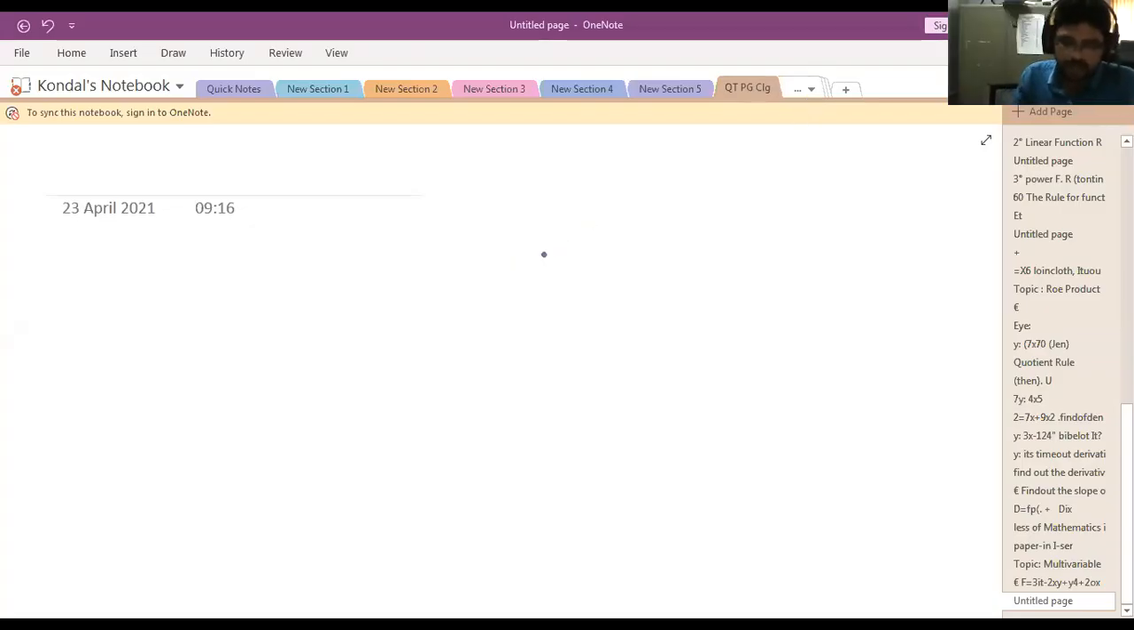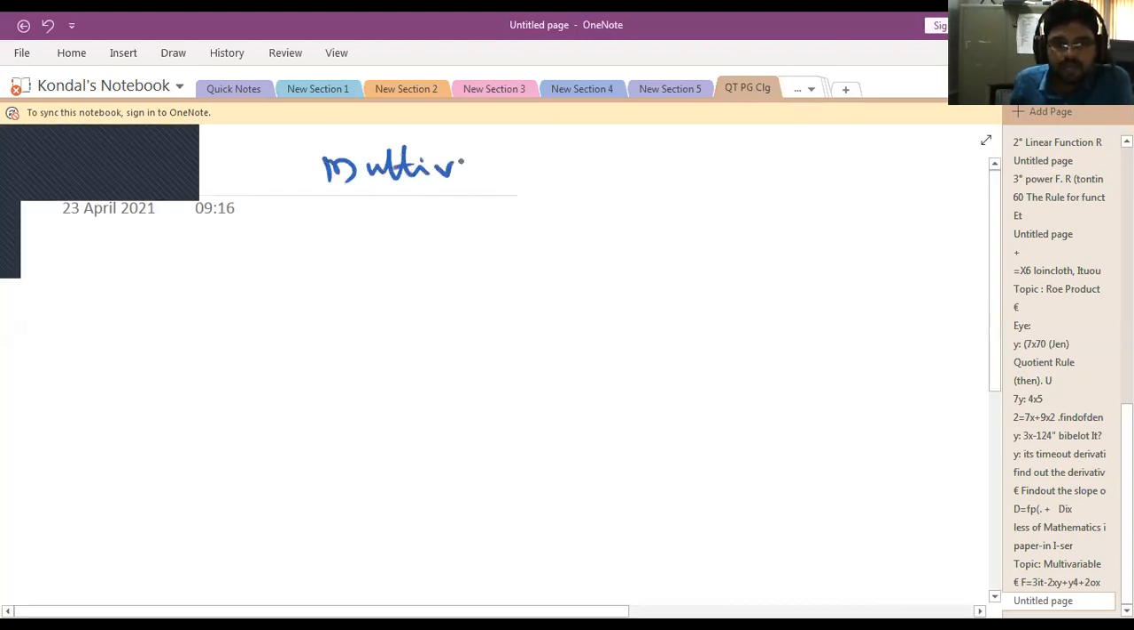Today we will discuss a topic that is a multivariable function. In the last class we discussed only the first order partial derivative. So today we'll do the second order and third order partial derivatives. First, we need to know what is meant by a multivariable function. So what is meant by a multivariable function?